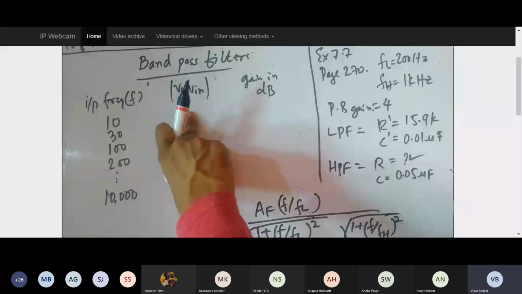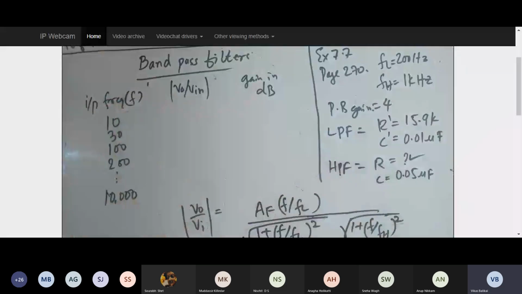So to get the entire tabular column ready, it will consume nearly 5 to 7 minutes. So these are time consuming problems. In order to have better efficiency, you should be thorough in calculating the other values quickly. So that's what I say: try to ensure you remember the FH and FL formula, and try to remember this gain formula. Immediately you calculate the remaining values, and then you can plot the graph by substituting the respective values over here.